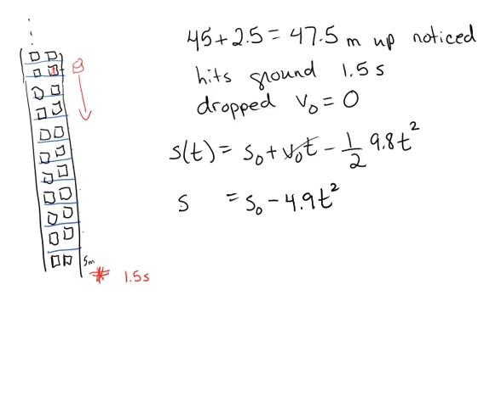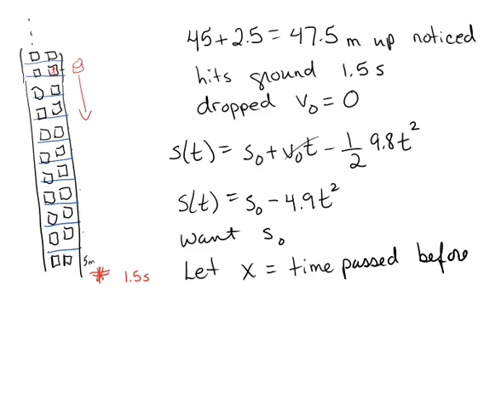Okay, now let's set up some things. What we're really looking for is S naught. We want S naught. And let's see what we know. Well, let's let x equal the time that passed before Olivia saw it. Okay, so that's the time that's passed before Olivia saw that.